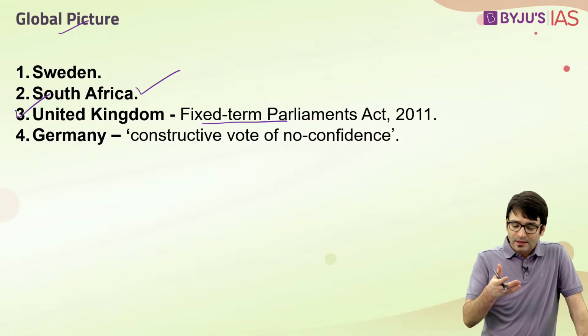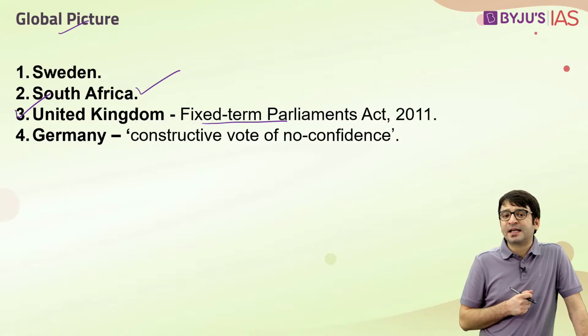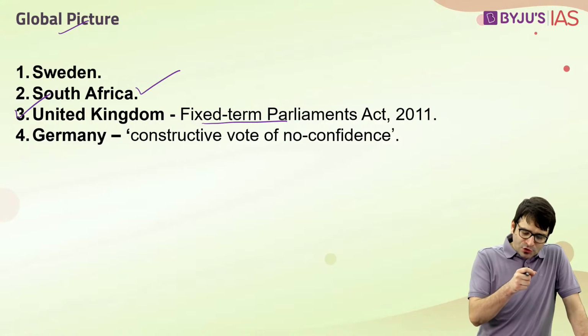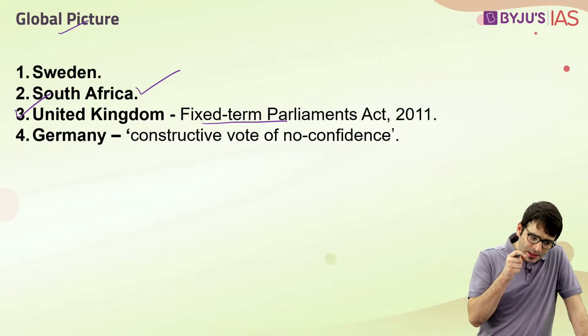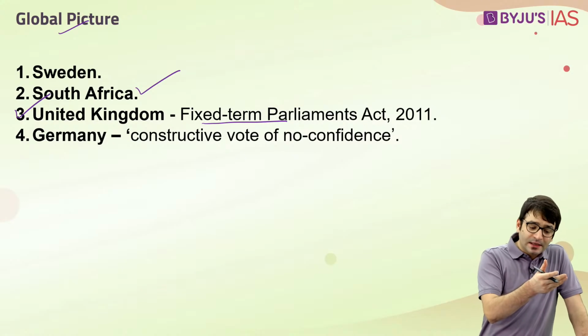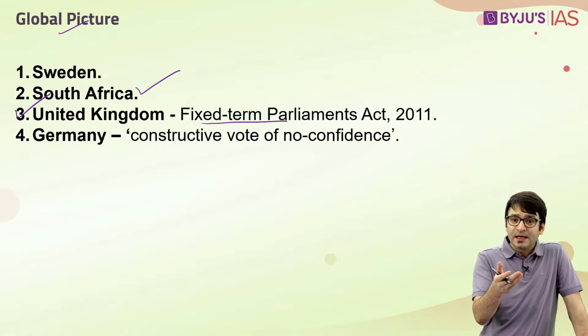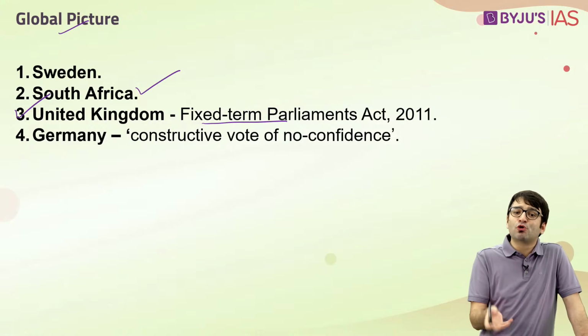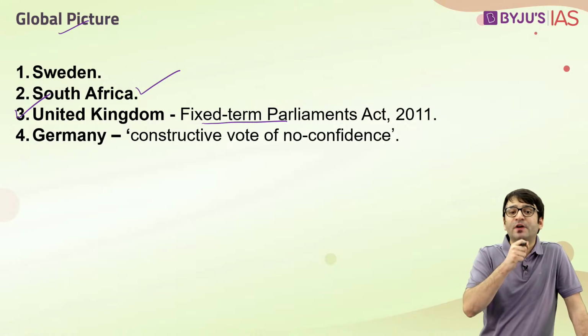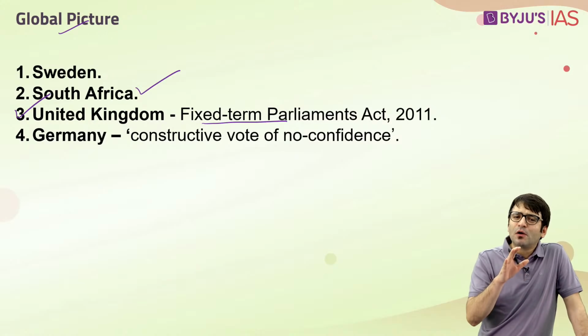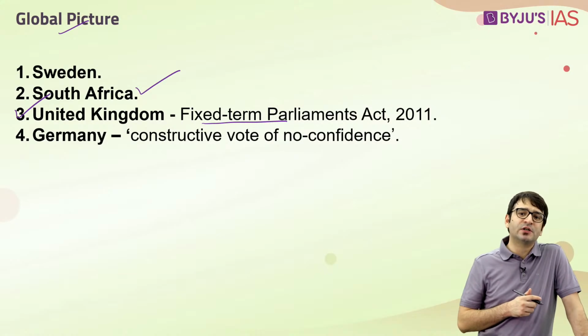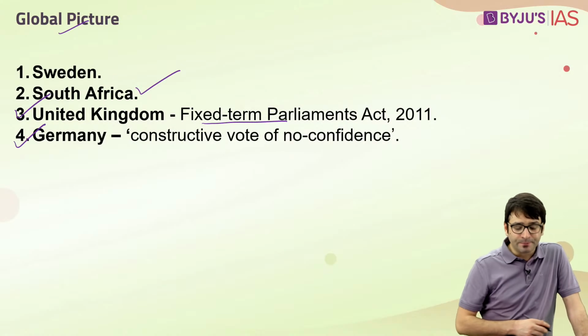Or if there is a vote of no confidence against the Prime Minister, if it is passed, then a new government is sworn in. If this new government is not in a position to get a confidence motion passed, then there will be fresh elections. That means if we want to implement simultaneous elections, we need to provide a fixed term to our legislatures as well.